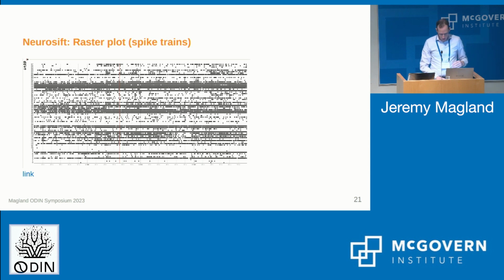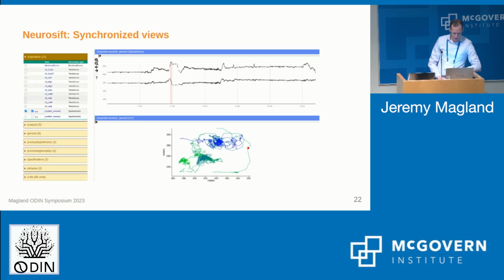So here are some examples from Neurosift. You can view raster plots of the spike trains. You can have synchronized views. So this is a spatial series where you have these trace views, but synchronized with a 2D view.